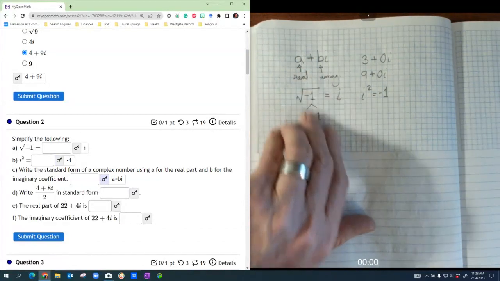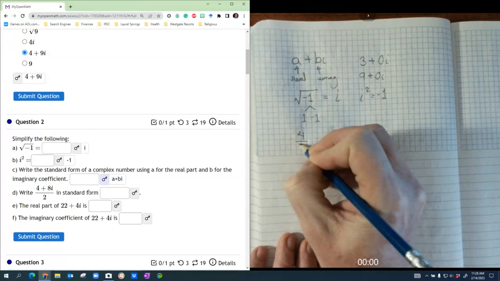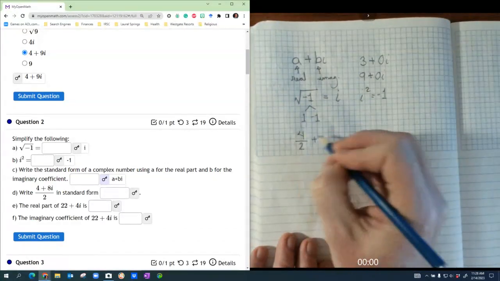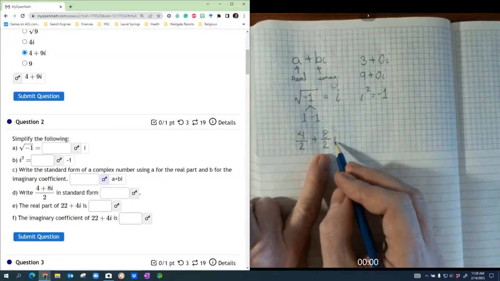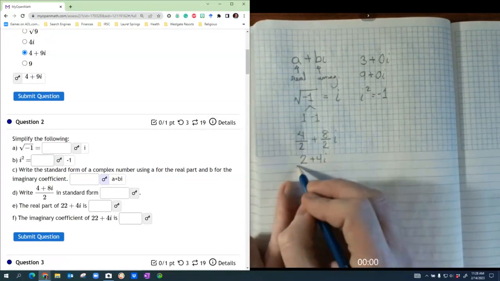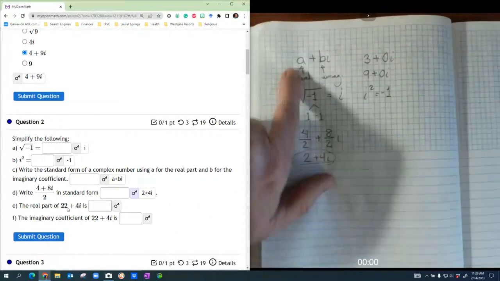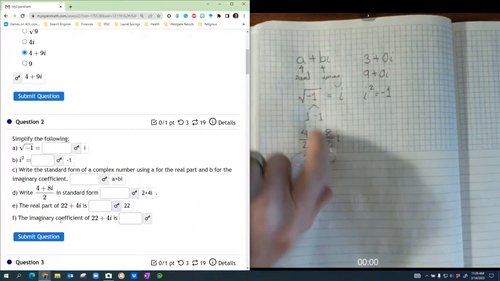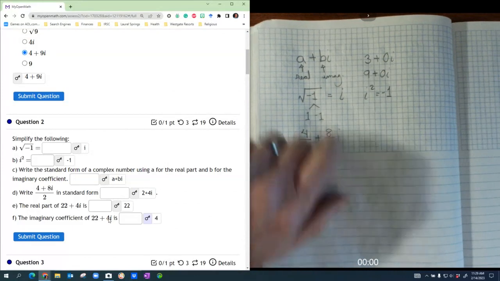Now it says write this in standard form. So when you're writing this one for D, we're breaking it up into two parts, where this is the real part and this is the imaginary part. All right, that's the coefficient of the imaginary part. So then you're going to get this to equal 2, and this equals 4, and then the i. And so we're looking for this as an answer in standard form. Now, the real part of this is going to be the 22, because it's in the a position. And the imaginary coefficient is going to be 4 for this one. So this moves very quickly. It's understanding the breakdown of the imaginary complex number system.